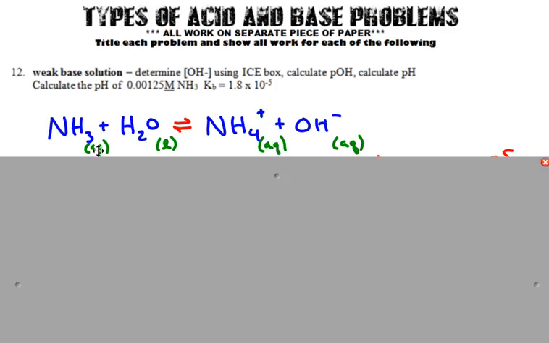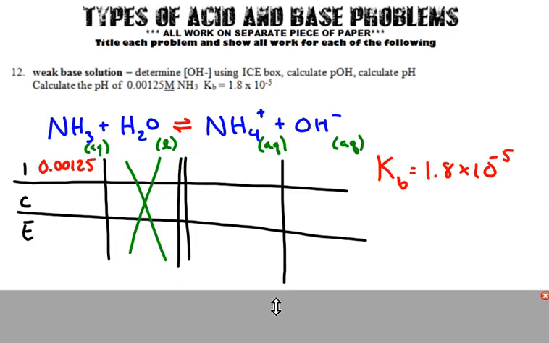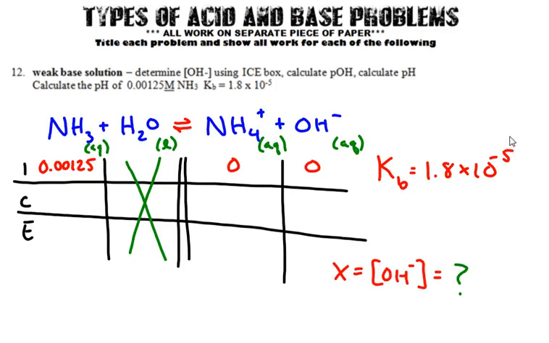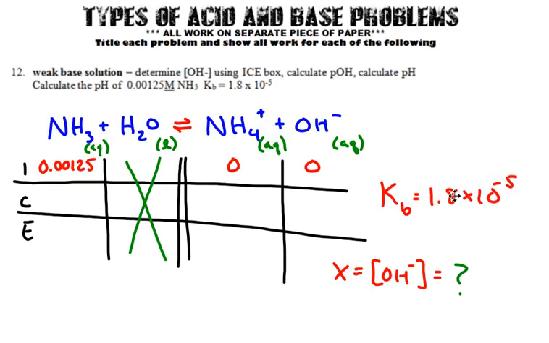Please note my states of matter. Because water is a liquid, and these other ones are aq, when I'm dealing with my ice box, this will not count. So again, I put those as zeros, and x at the end will become OH minus. And you can move forward from there. Here's your Kb. Plug it all in. It'll all work out for you.